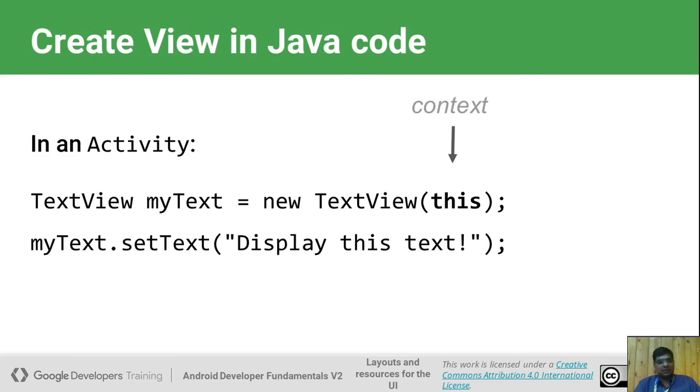Here we use the set text property. If you want to change the text view's text, then you use the set text function of the text view class. Then you give the text directly to change the text view. Here is the display text, and the text is enclosed in double quotes. Okay.